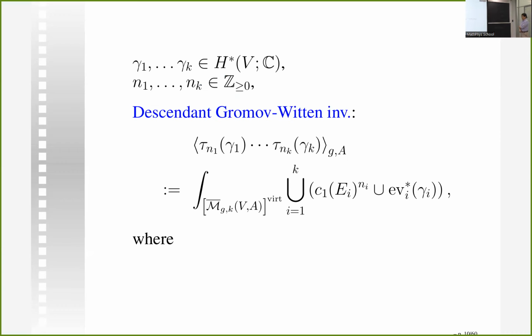Now if we have k cohomology classes gamma 1 to gamma k of the symplectic manifold, and also k non-negative integers n1 to nk, we can take the nith power of the first Chern class of Li. We can also pull back the cohomology class gamma i by the evaluation map. Then we multiply all these things together, using cup products, and integrate over the virtual fundamental cycle, and we get a number. This number is called the descendant Gromov-Witten invariant of the symplectic manifold.